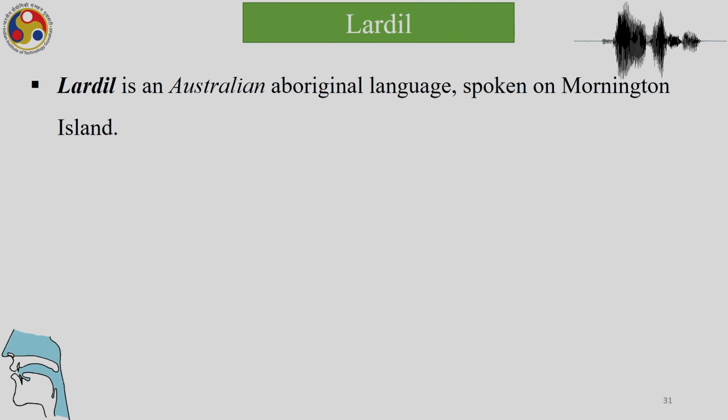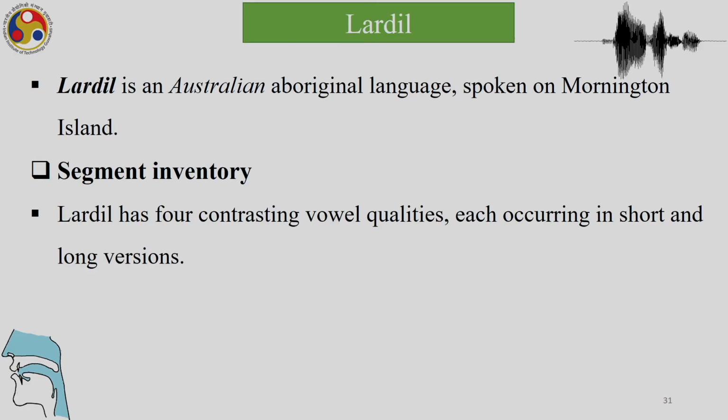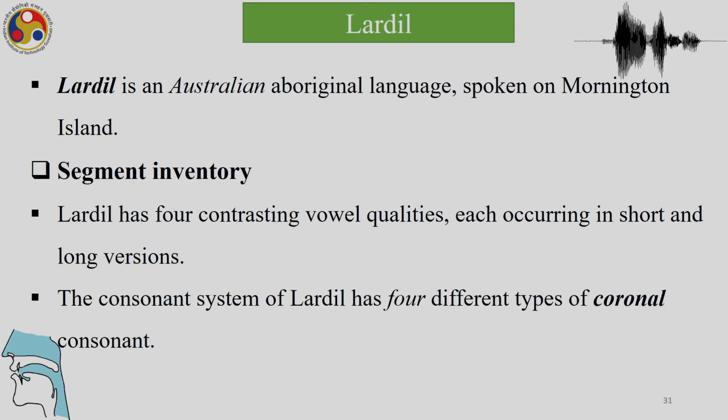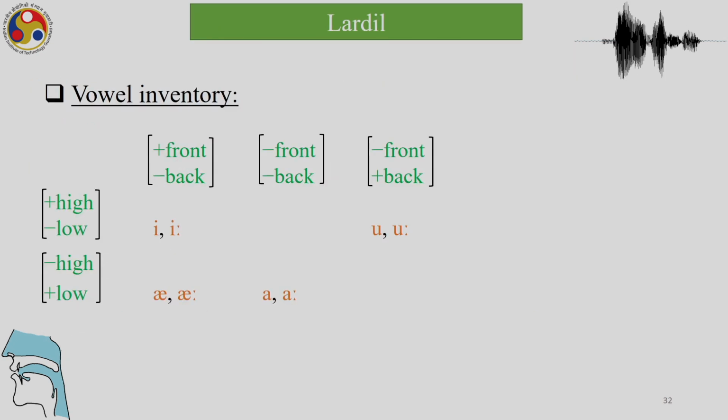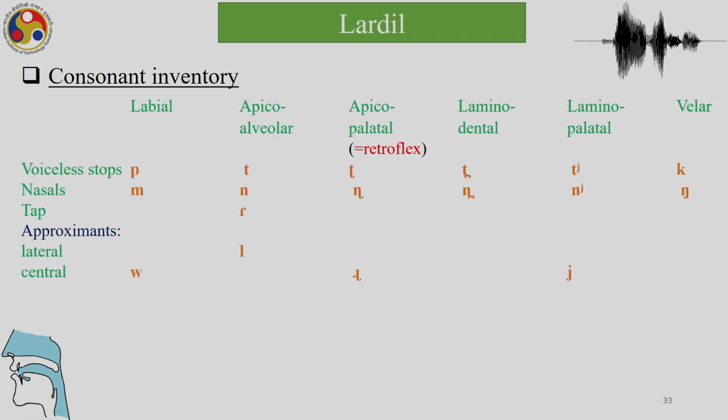So let us see this example of Lardil. Lardil is an Australian Aboriginal language spoken on Mornington Island. So the Lardil segment inventory is such that there are 4 contrasting vowel qualities, each occurring in short and long versions. The consonant system of Lardil has 4 different types of coronal consonants as well. So these are the Lardil vowels. We have long E short E, long U short U, long A short A, and long and short r. So we have various contrasts in the consonant inventory as well.